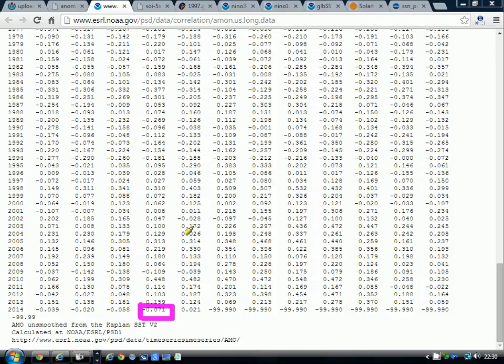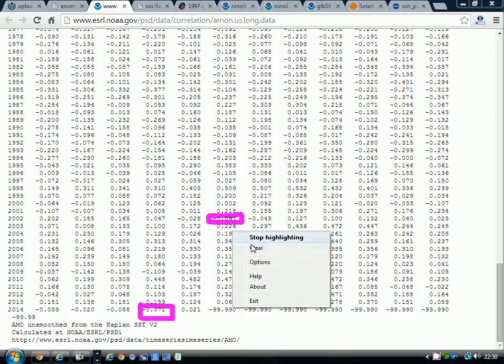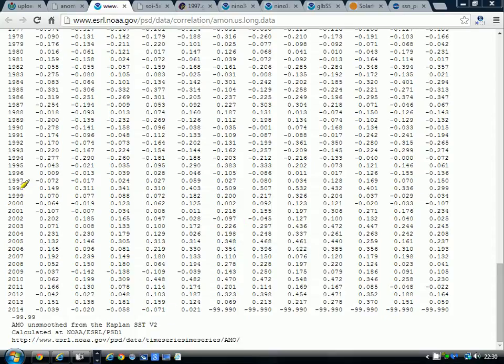was way back in 2002. This month just here, June 2002, came out at minus 0.097. So in April the AMO was at its coldest, or most negative, since 2002.